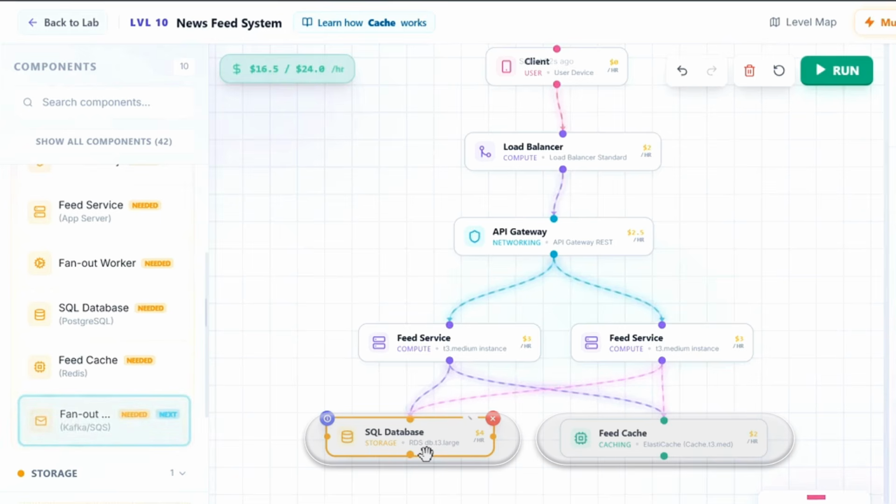Whenever the feed service cannot find a feed inside our cache memory, it retrieves the required information from our SQL database or main database. Although database queries are slower than Redis lookups or cache memory lookups, they provide durable storage and ensure that data is never lost.